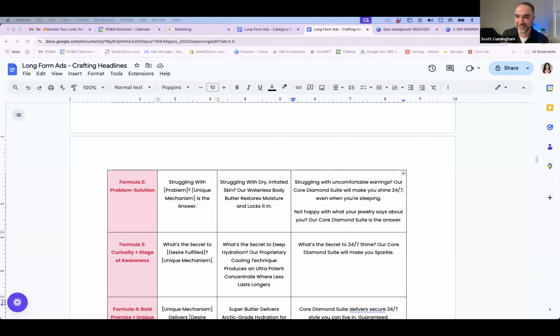I have a series of questions to ask. Is this capturing my attention? Am I going to read the next sentence? It's leaving that open. Here, I'll do the same type of thing. Not happy with what your jewelry says about you? If you're wearing crappy jewelry, it says crappy things about you. So I can fill in the same type of thing there. If you're going to say the core diamond suite, because it's an unknown term, we've got to say it does this bold promise. Not happy with what your jewelry says about you? Core diamond suite, bold promise.